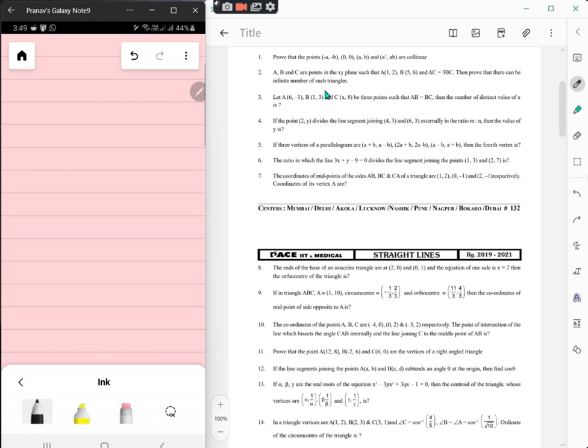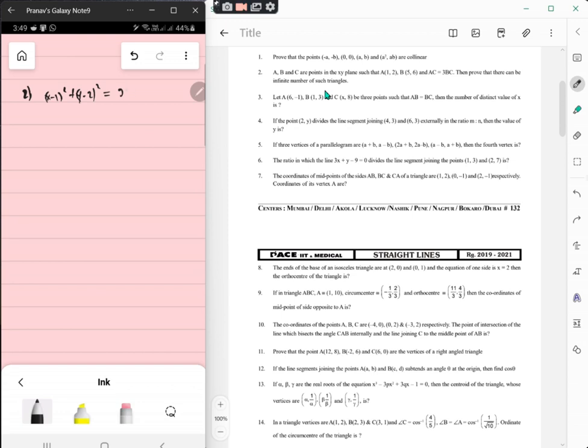Second, A, B, C are points in the XY plane such that, so you have been given A and B, and AC is 3 times BC. Then prove that there are infinite number of such triangles. So this is the second question, right? So what do you have? You have (x - 1)² + (y - 2)² equal to, that will be AC squared. That's going to be 9 times BC squared.